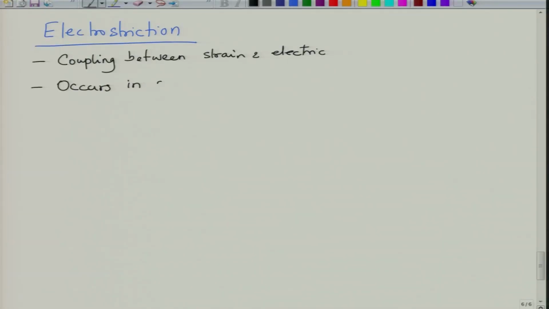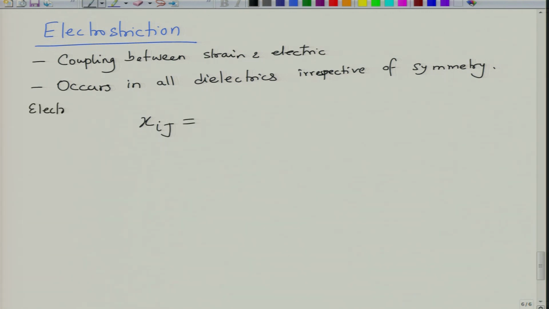So, it is an effect that occurs in all dielectrics irrespective of symmetry. So, this is where, when you make a piezoelectric measurement, it is important to distinguish between what you are seeing as the electrostrictive effect and the purely piezoelectric effect. And so the electrostrictive strain that is generated by applying an electric field is depicted as Xij. This is the electrostrictive strain.